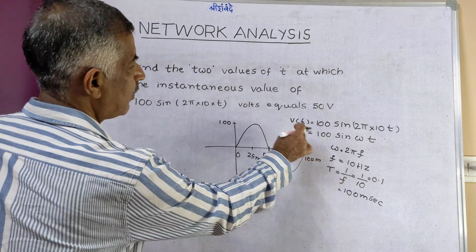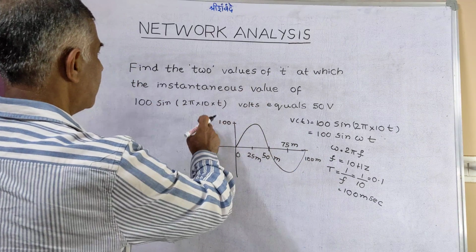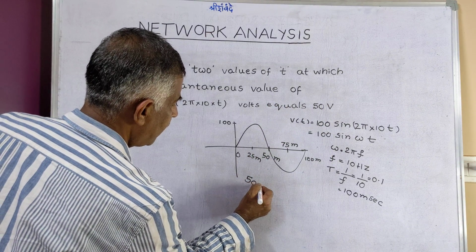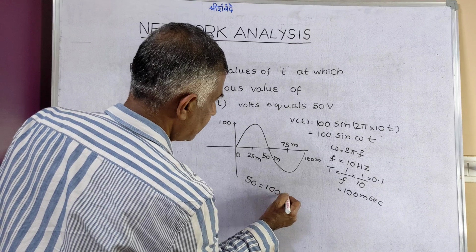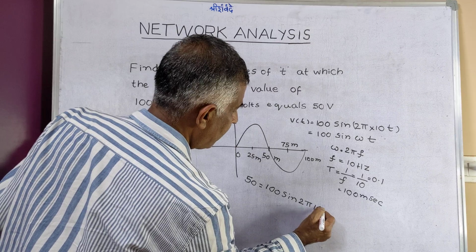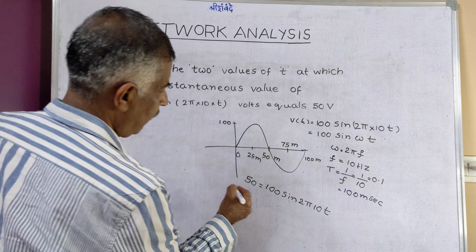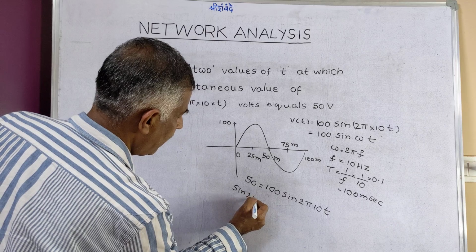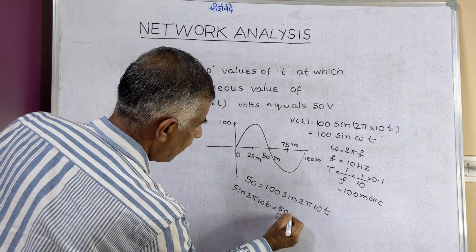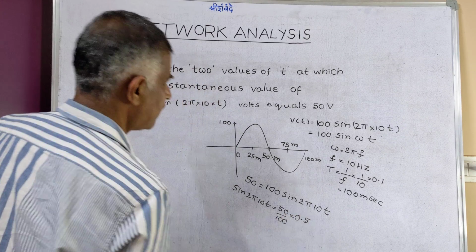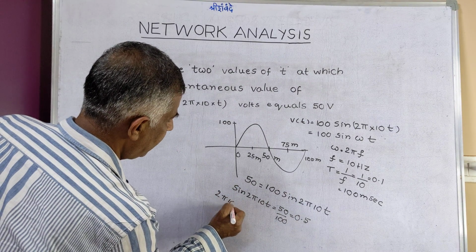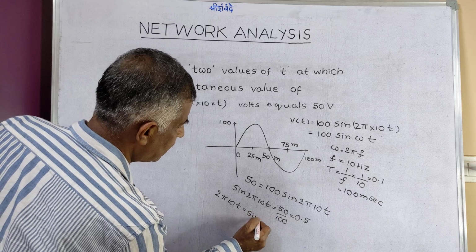Now, take the mathematics. Now, the instantaneous value becomes 50 volts. Therefore, write the equation for 50. 50 equals 100 sine 2 pi 10t. Therefore sine 2 pi 10t is equal to 50 by 100, that is 0.5. So what is sine inverse of 0.5? 2 pi 10t is equal to sine inverse 0.5.